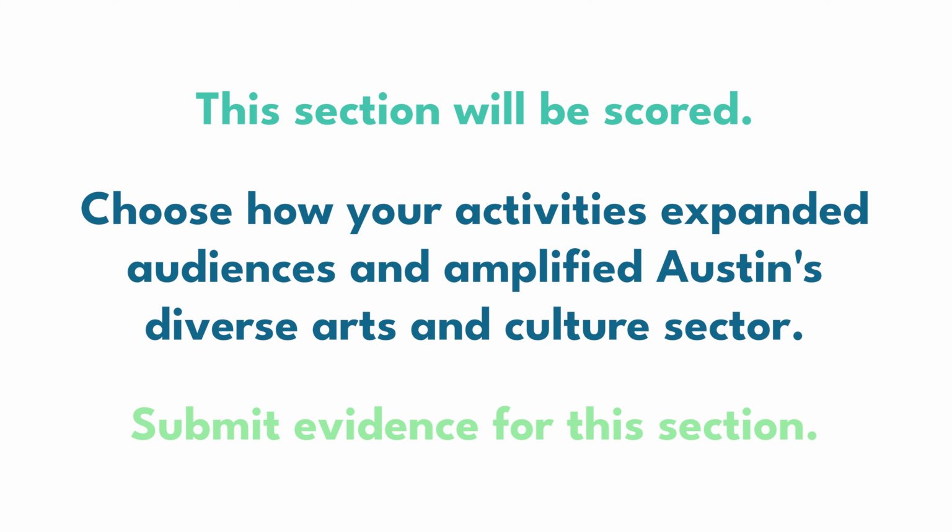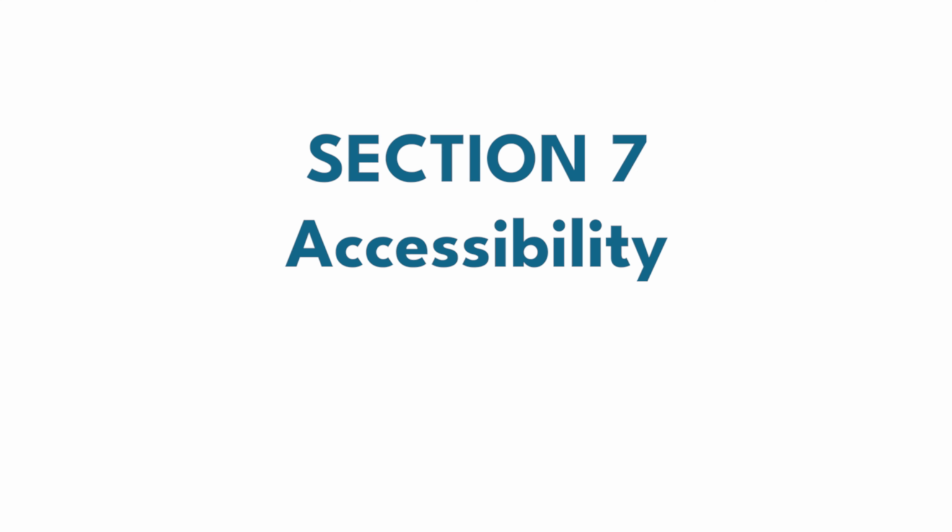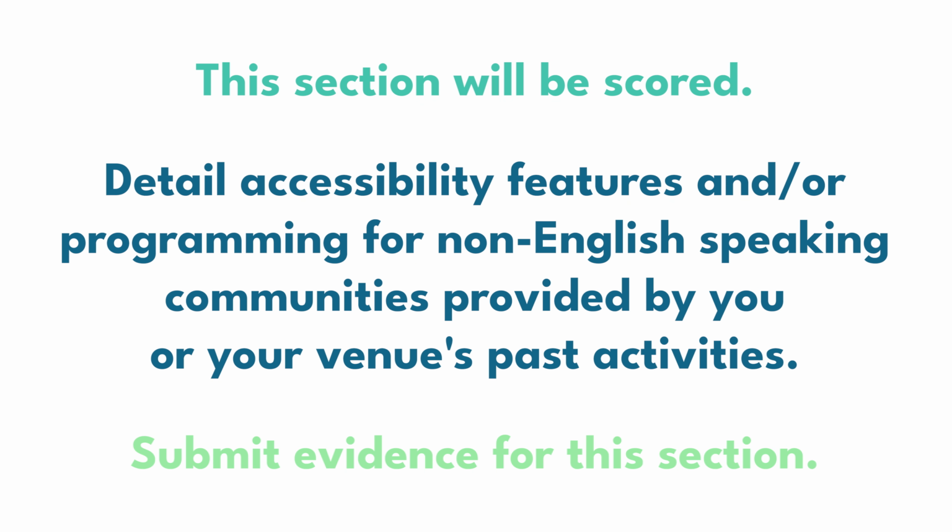This section asks you to select how you or your venue's past activities have expanded audiences and amplified Austin's diverse arts and culture sector. You will be asked to submit evidence for this section. Section 7, Accessibility. This section asks if you or your venue's past activities have provided accessibility features and/or programming for non-English speaking communities. If you select yes to either of these questions, you will be asked to provide a brief written description of these features alongside documentation that supports your description.